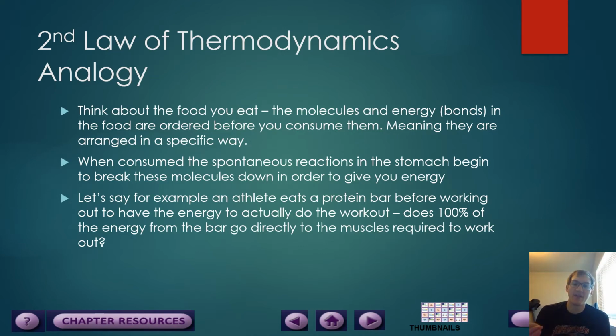Let's say, for example, an athlete eats a protein bar before working out to have energy to actually do the workout. Does 100% of the energy from the bar go directly to the muscles required to work out? Hopefully you answered, well, no, not 100%, because some of my energy goes to processes in our body that we don't control, like breathing and blinking. There are other processes going on behind the scenes that we don't see, making sure our liver is working, making sure our kidneys are working, all that stuff. Literally just me sitting here requires some energy, and we get that from the food that we eat.